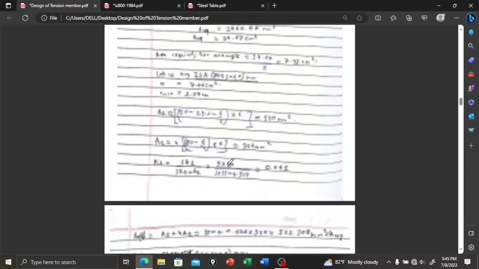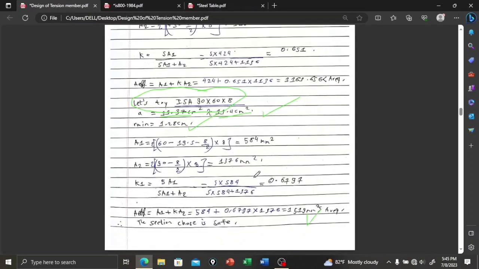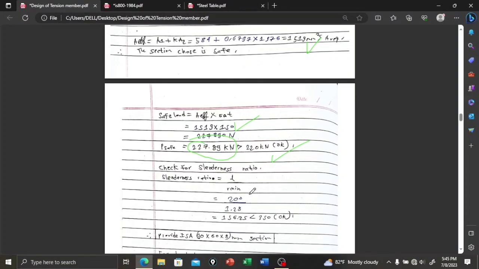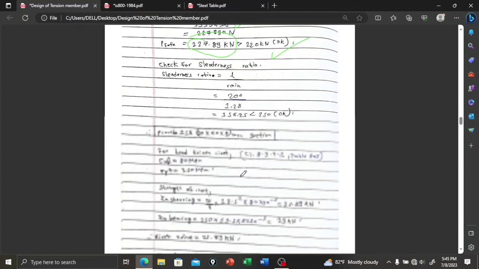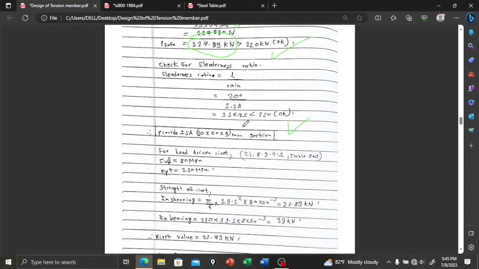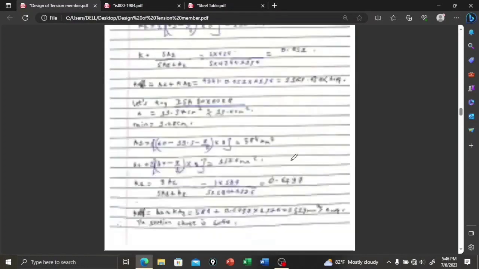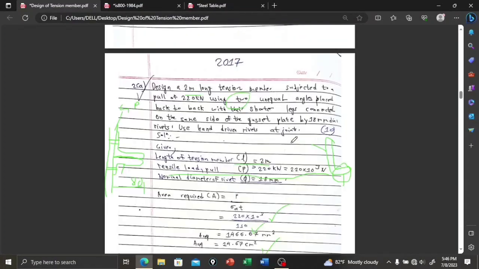Slenderness ratio is L by R minimum. L is 2 meter, so 200 centimeter divided by R minimum in centimeter, 1.28 centimeter, so it is 156.25, which is less than 350. So okay, so we have to provide ISA 9060 by 8 millimeter section for hand driven rivet, because we use hand driven rivet.